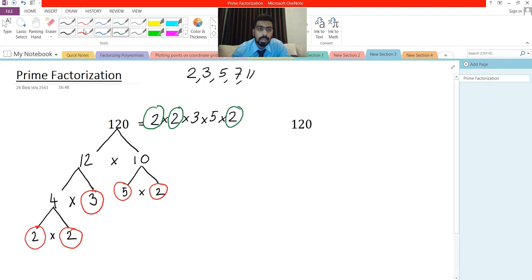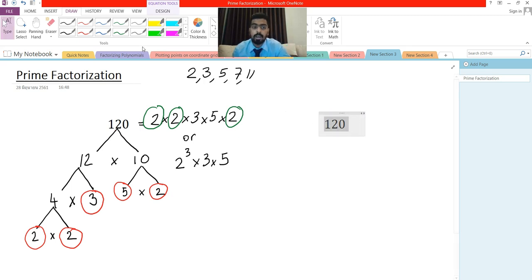So what we can write this as is, we can also write this as 2 raised to the power of 3 multiplied by 3 multiplied by 5. What we wrote here is 2 to the power of 3 multiplied by 3 multiplied by 5, because 2 is being multiplied by itself 3 times. Okay, guys.